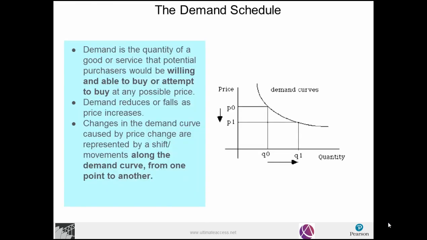Demand is the quantity of a good or service that potential purchasers would be willing and able to buy or attempt to buy at any possible price. Now, I love the words willing and able, because you find that many of us are willing to buy something that we love, but we're not actually able. So if you're not able, then you're not put in the bracket of a demand schedule. You do not create demand for a product because you're not actually able to buy it.